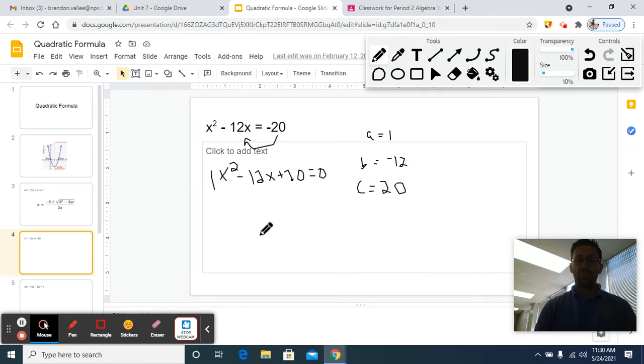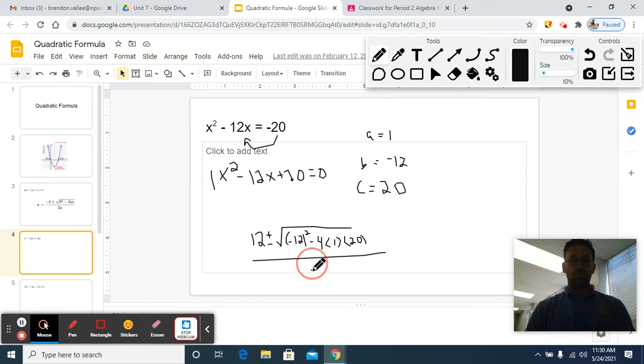So now if you remember the formula, it's negative b, which means if it's negative, you make it positive, plus or minus the square root of b squared. Now I recommend in your calculator, make sure we're doing negative 12 inside parentheses because your calculator might not recognize that a negative times a negative is a positive, minus 4 times a times c. a was 1, c was 20, and that's all over 2 times a, which in this case is 1.